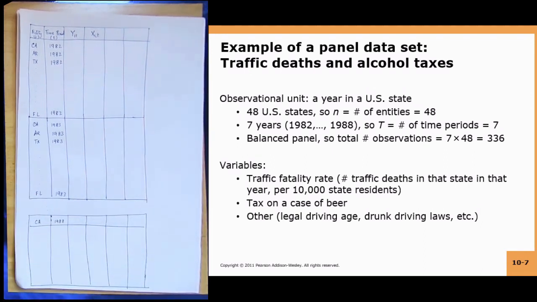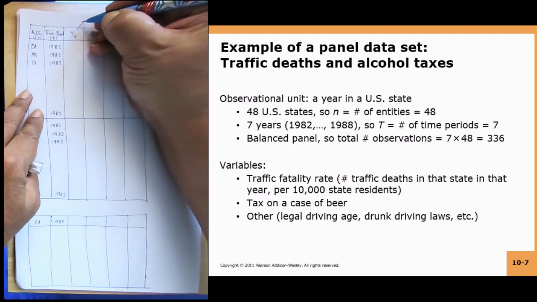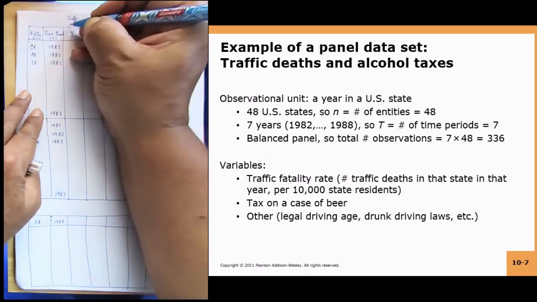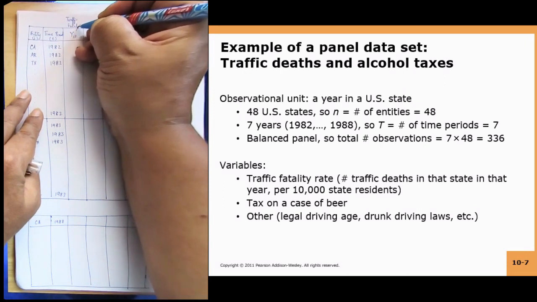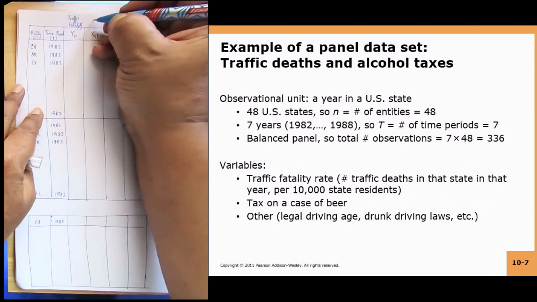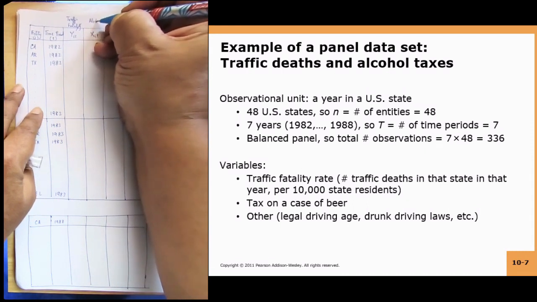So what is the total number of data points that you have? You have 7 periods and 48 entities. So you have 336 data points. What is the y variable over here? This is traffic fatality rate. That is the dependent variable that you are interested in. And x is alcohol taxes.